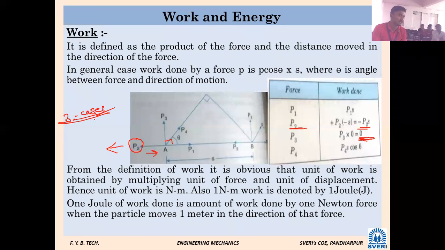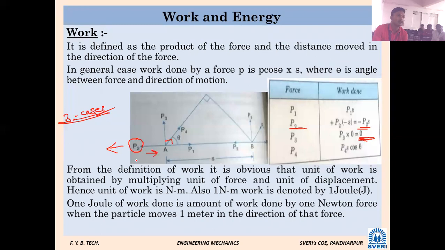Likewise, you have to remember. If displacement takes place along the direction of applied force, work done is positive. If force is perpendicular to the displacement, work done is zero. And if there is a 180-degree angle, where displacement is happening exactly opposite to the force applied, work done is negative. So these three cases you should remember here.